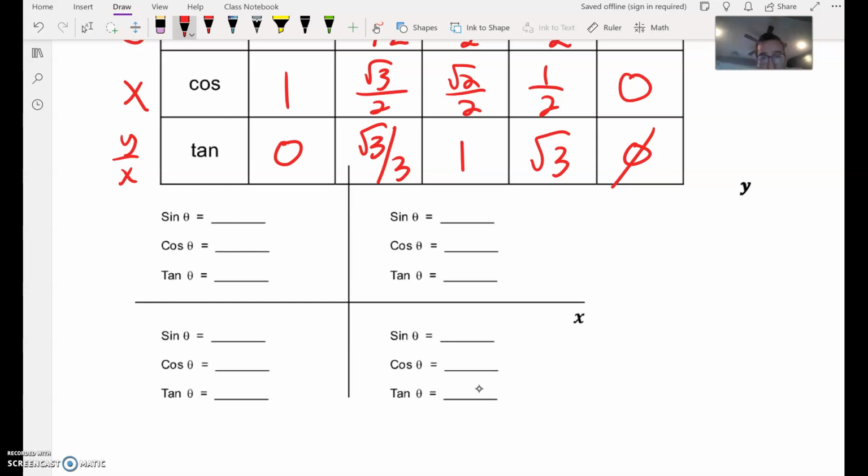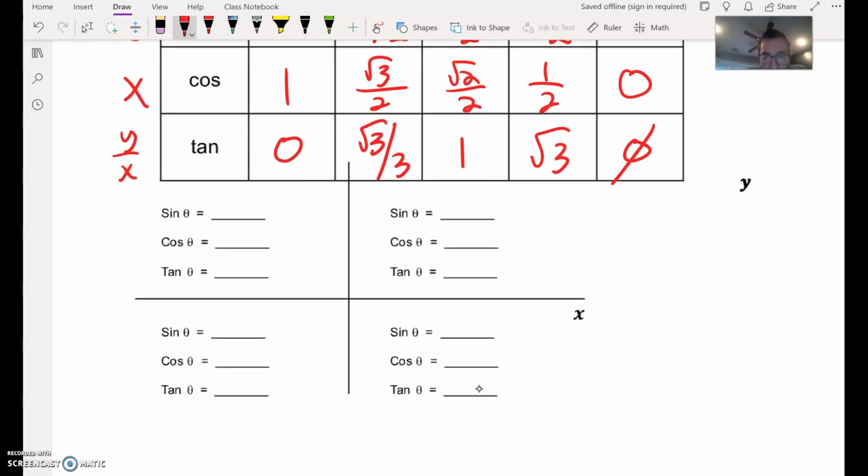You all were great at this, but just a refresher. If the cosine is the x and the sine is the y, then in quadrant 1, both the x and the y are positive, which means the tangent is positive because you just divide those two. In quadrant 2, the y is still positive, but the cosine is negative because the x-axis is negative over here, which means the tangent will be negative.